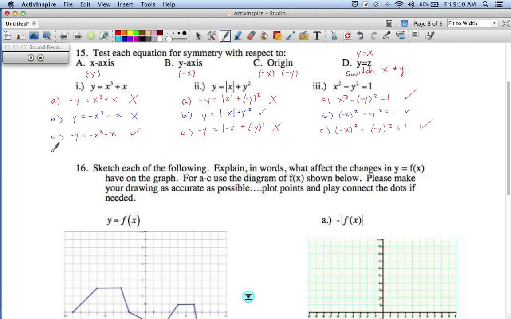And finally, switching x and y. I hope it's pretty clear that this one will not be the same. Likewise here, x equals absolute value of y plus x squared, not the same. And here again, close, but not quite. X squared minus y squared is different than y squared minus x squared.